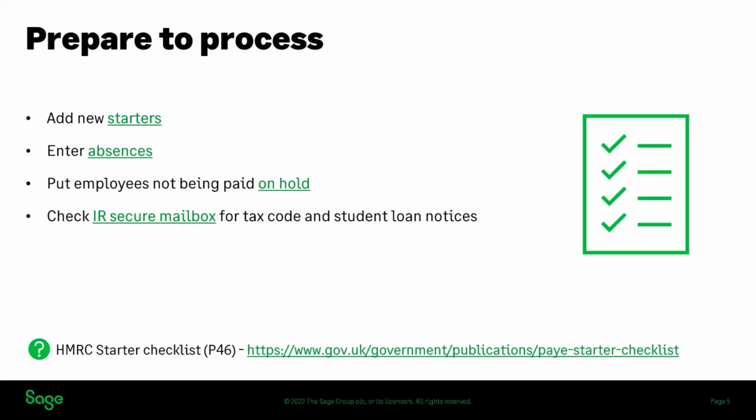So that is your checklist to prepare to process. Started by adding any new starters. We've entered some absence for some maternity leave. If there's anyone not being paid, so not working, put them on hold. And if you get electronic notices, check your mailbox and apply any new notices that you may have received. And the link to that starter checklist is available on this slide, should you wish to download the handout.